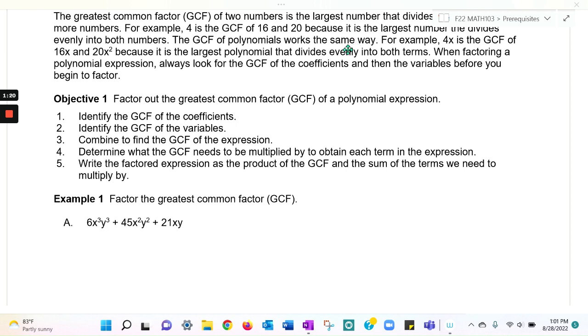Okay, and then let's say we throw some x's on there. So we're looking at these two terms, 16x and 20x squared. We already discussed that 4 should be part of it, but now we also want to include an x. So not x squared, because 16x doesn't have an x squared, but they both have an x. So 4x would be the GCF.